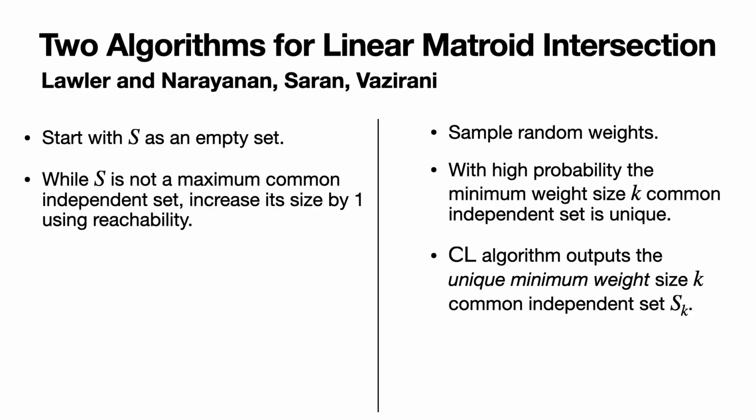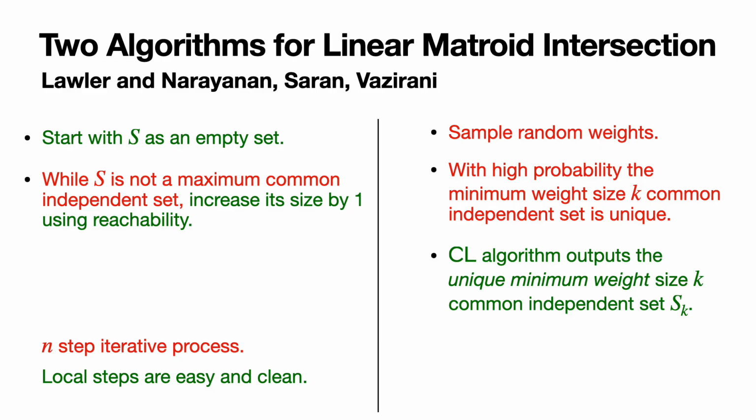Now, both algorithms have some parts which make it good for CL and some parts which aren't. So in particular, let's look at the algorithm on the left, right? So it starts with an empty set, which you can definitely do in CL. And each step which increases its size can also be done in CL, right? Because it's just reachability, which is in NL, which is in CL, like we discussed earlier. The part that we can't do in CL is this n-step iterative process, right? So the bad part is it has this n-step iterative process, but the good thing is that the local steps are really easy and clean.